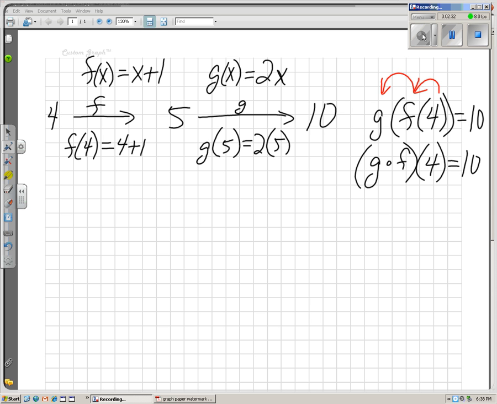All right, you guys try this one. Try pausing the video and run 2 through both functions. Do the composite function of 2.